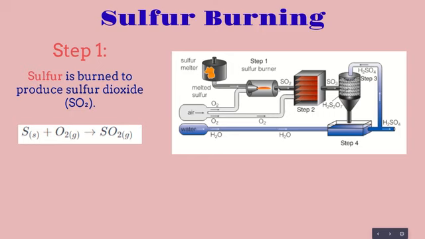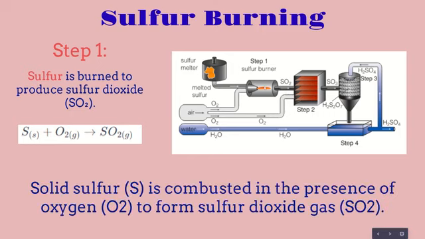In this tunnel right here is where all the sulfur dioxide is contained. So basically inside of this container right here, solid sulfur is combusted in the presence of oxygen to form sulfur dioxide gas. And as we said, this is the tunnel where all the sulfur dioxide gas stays.